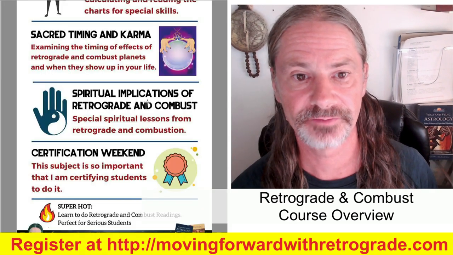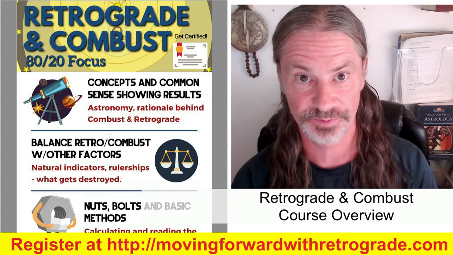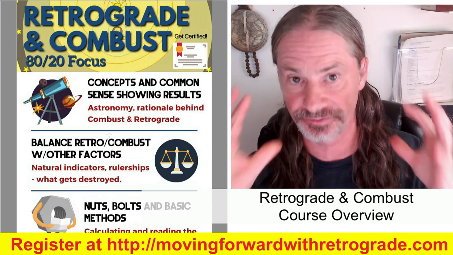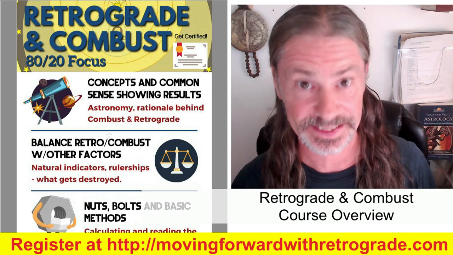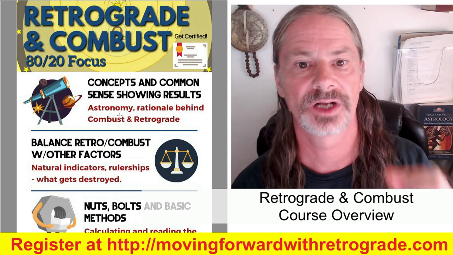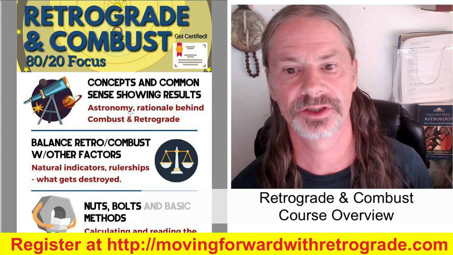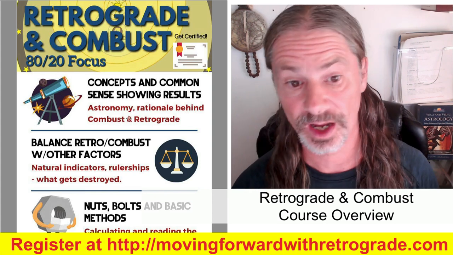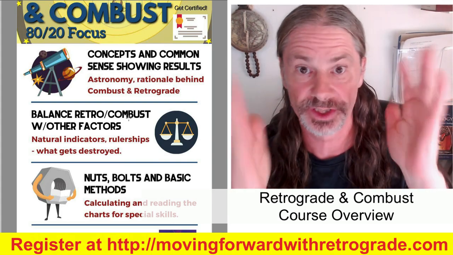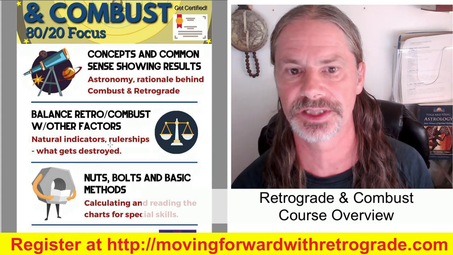And so again, I have this overview graphic, retrograde and combust, with this 80-20 focus, right? Which means the 20% of information gives you 80% of the result, right? So it's very concentrated. Again, I've been doing this for decades, and I really condense that into very succinct concepts that you can use, showing these common sense concepts, and the astronomy and the rationale behind it really make sense. For example, the retrograde planet is slow or backwards. The combust planet is very fast and fiery. So again, understanding this really brings the indicators.